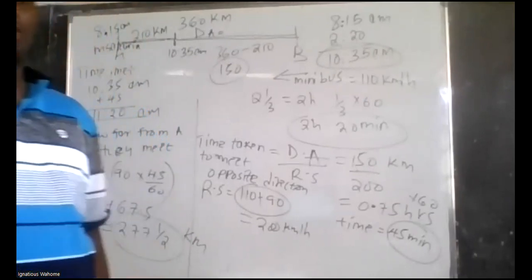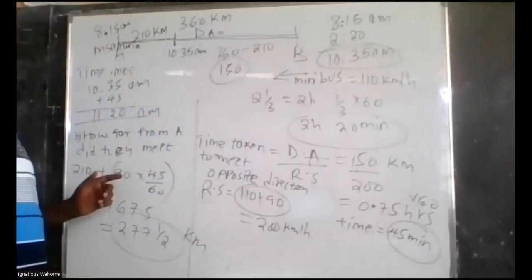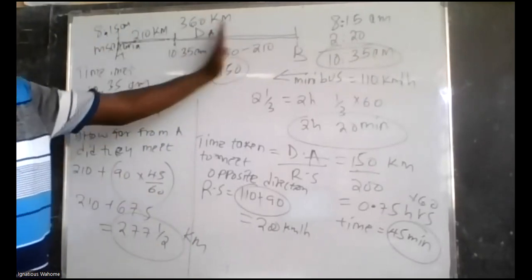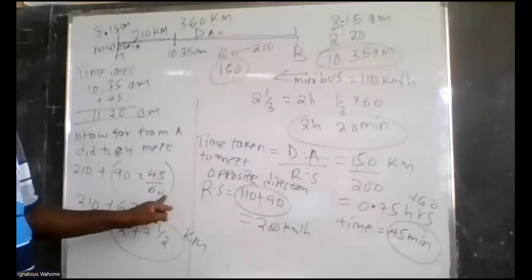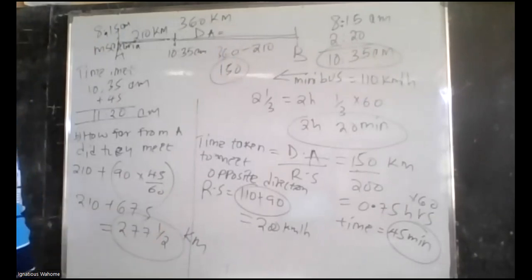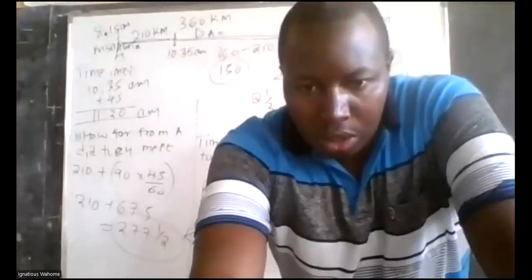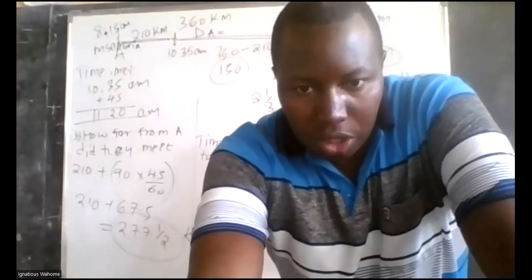So that's what you do. How far from A did they meet? It is 210, plus this other distance, which is 90 times 45 over 60. You get 277.5 kilometers. So that one. Then question C.